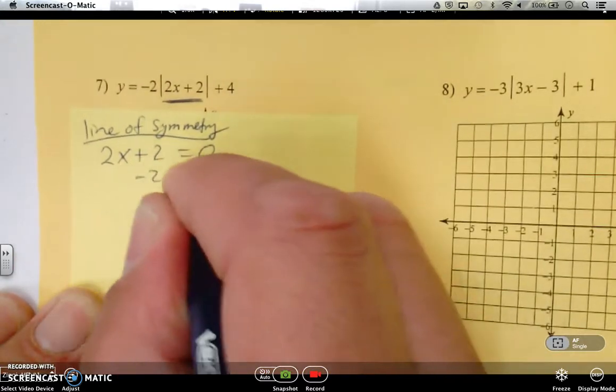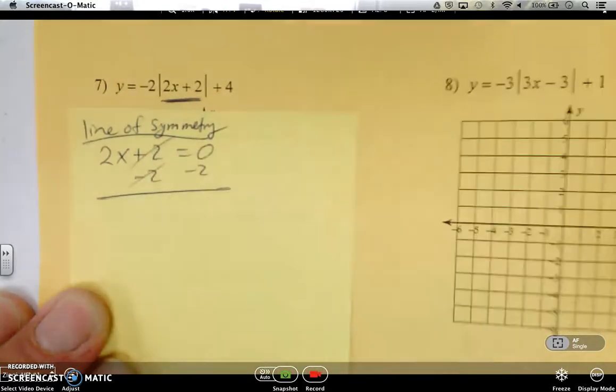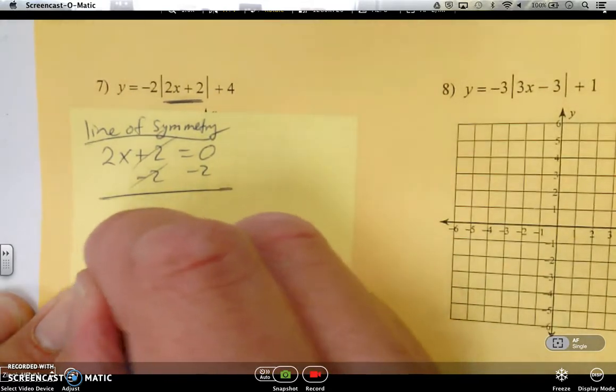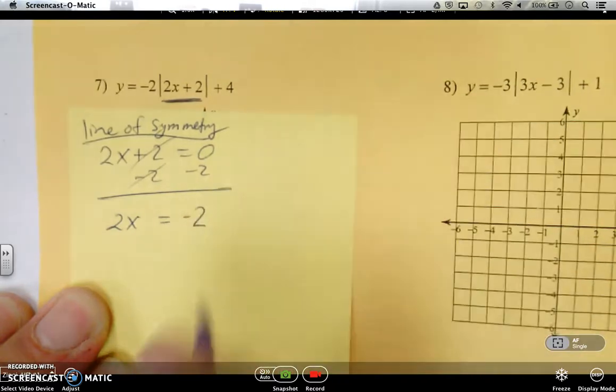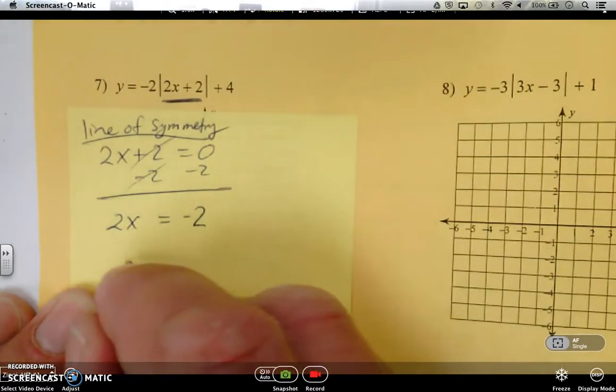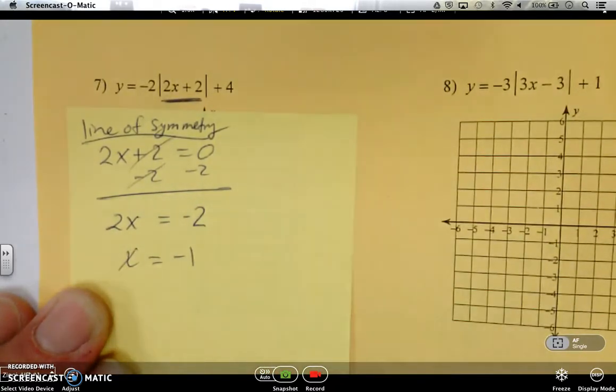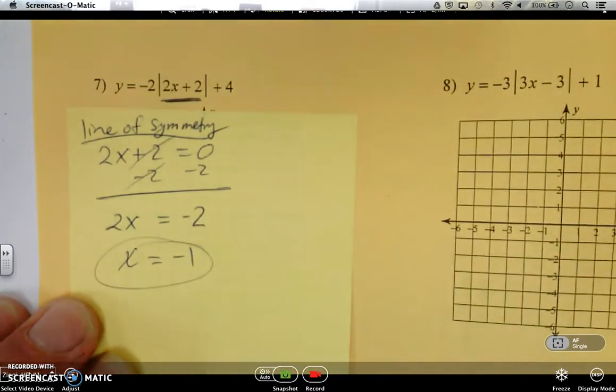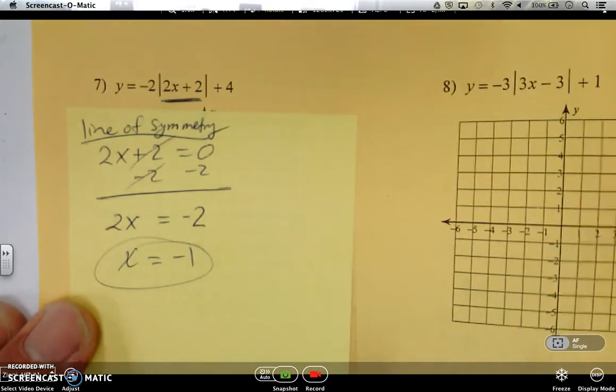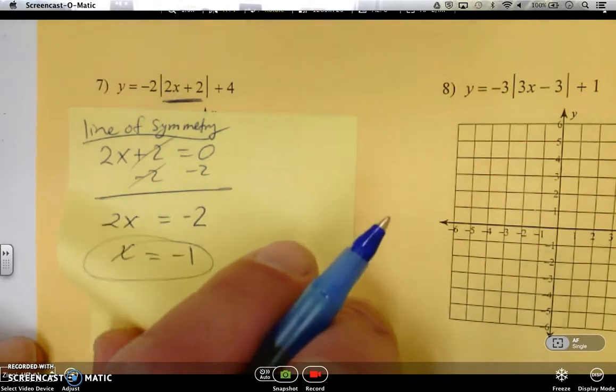To solve this, go -2, -2. Those cancel. You'll end up with 2x equals -2. Solve that, you get x equals -1. That's your line of symmetry. That's where we're going to be focusing for our table of values.